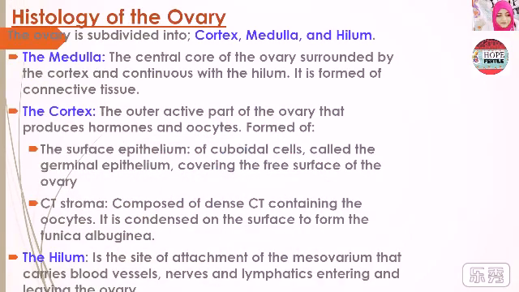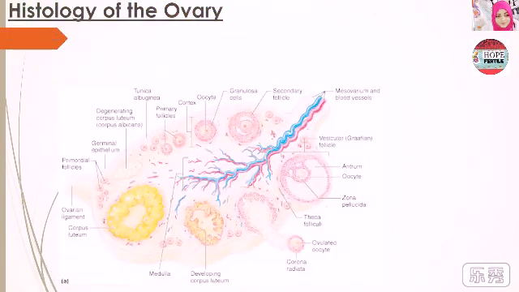Then the cortex, the outer active part of the ovary that produces hormones and oocytes, formed of a surface epithelium of cuboidal cells called the germinal epithelium, covering the free surface of the ovary. Then the stroma, composed of dense connective tissue containing the oocytes. It is condensed on the surface to form the tunica albuginea. So you're seeing the oocytes here in the cortex.